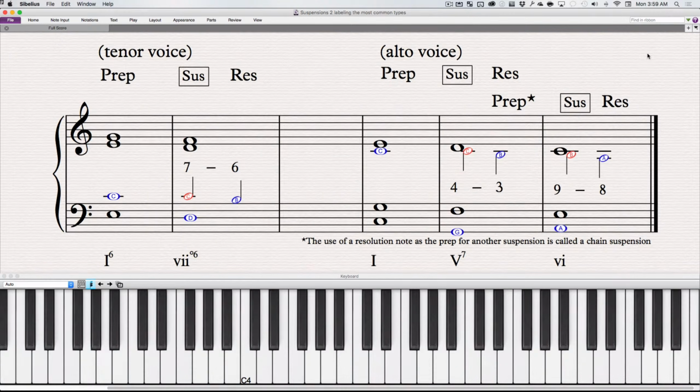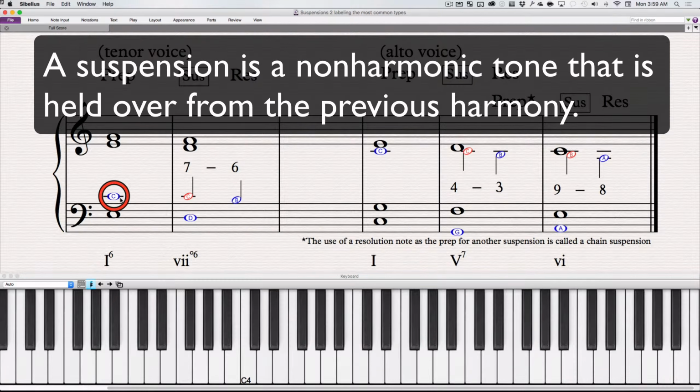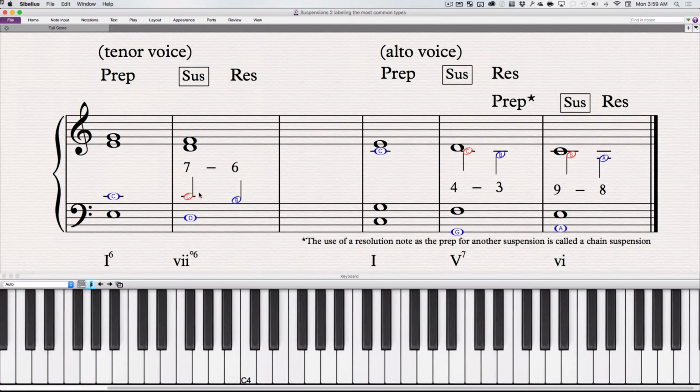In the previous video, we learned about the basic idea of a suspension. That is that in our current harmony, we have a dissonant note that was held over from the previous harmony. So we changed harmonies, but we kept one of the notes from the previous harmony, and that note is considered to be suspended over our current harmony, not part of it, just suspended over it.